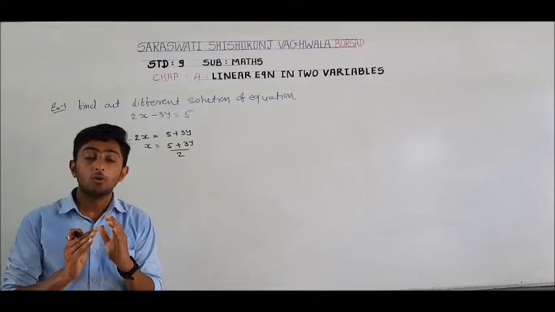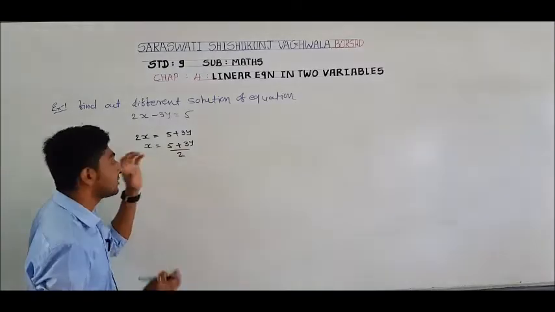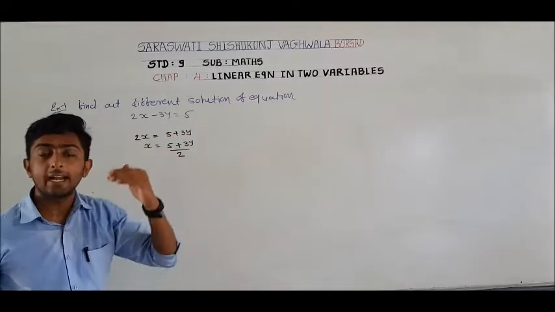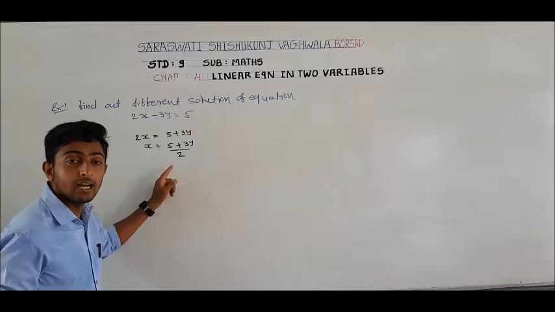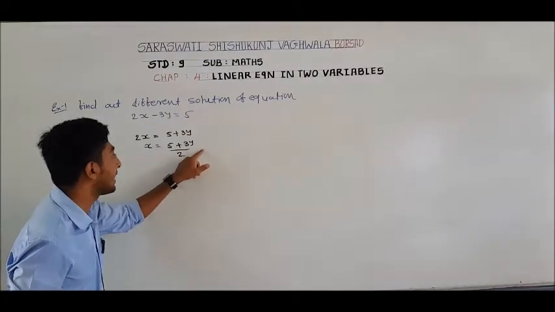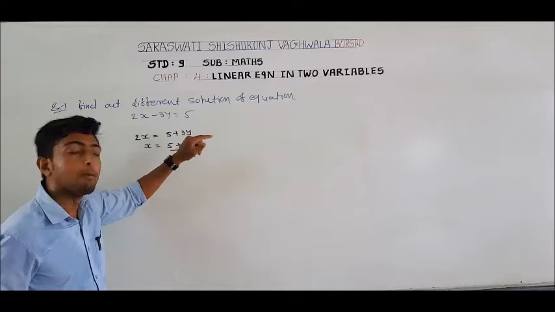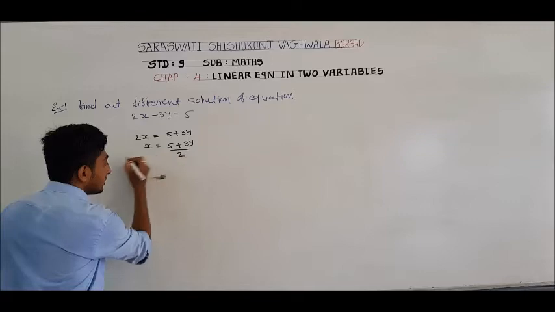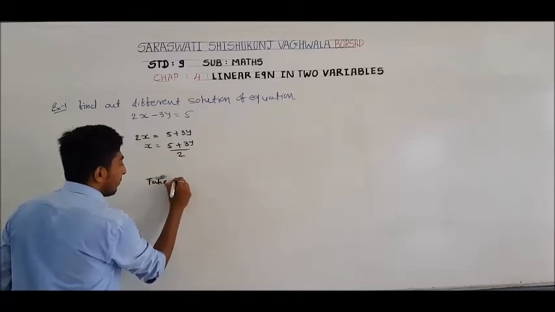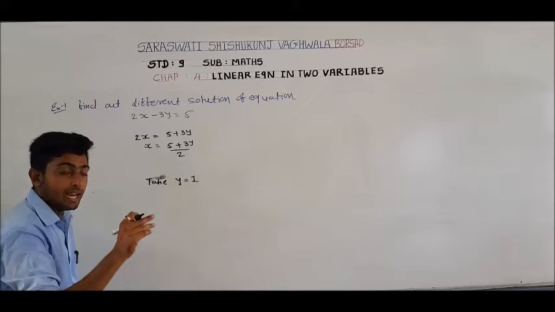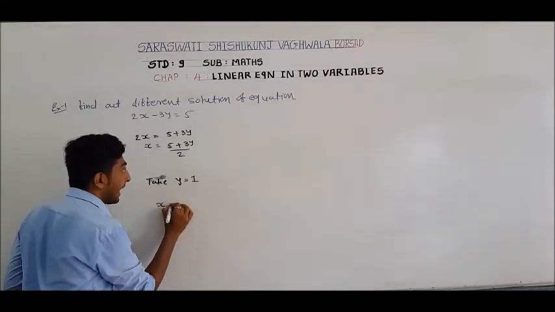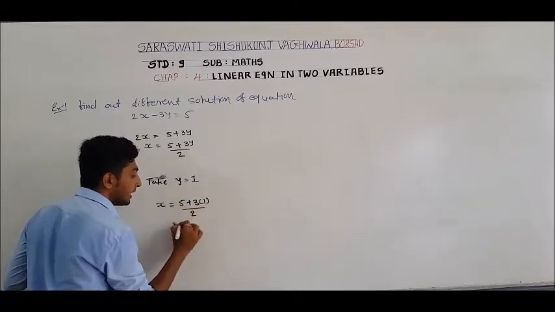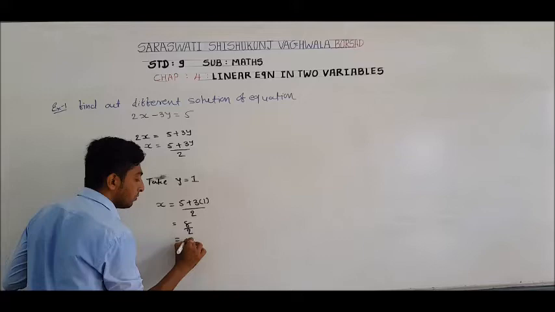If you want only integer answers, first assume a number and substitute it in the given equation. If you get an integer, then in the next step you have to add the denominator to the last number. Let us see how to do it. First take y equal to 1. Then x equals 5 plus 3 into 1 divided by 2, that is 8 divided by 2, equal to 4.